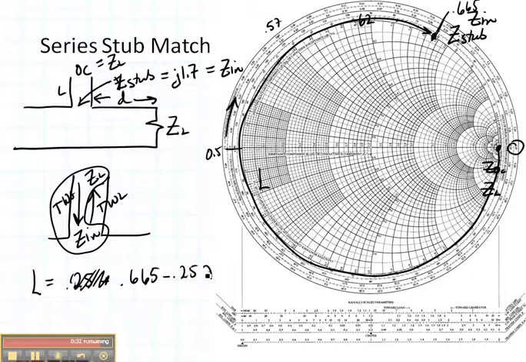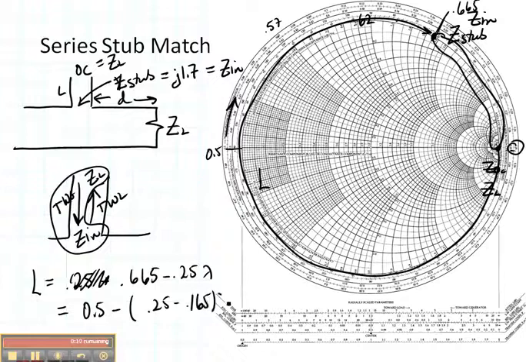Now I tell you, there is actually an easier way to calculate this distance. The other thing that I could do is I could see the entire length of the Smith chart and just realize that I want to subtract off that distance. So I could have taken 0.5 minus this value, 0.25, minus this value, 0.165, and gotten the same thing, just maybe a little bit easier.